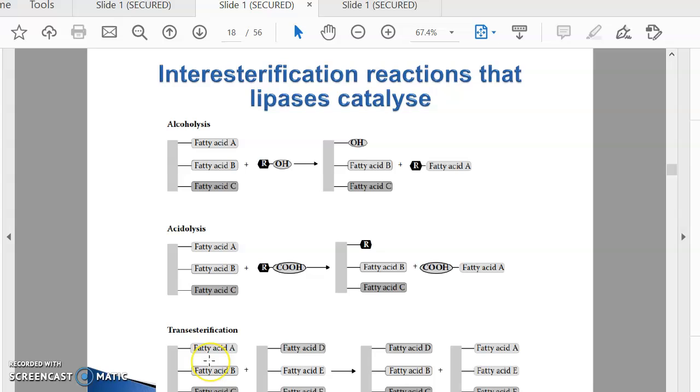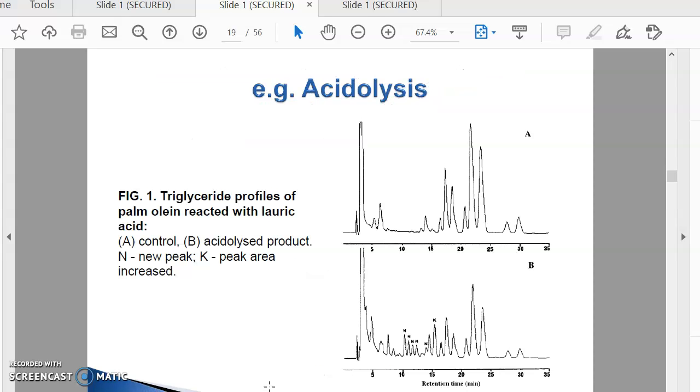The transesterification, okay, you add different fatty acids. Fatty acid A, B, C in the first molecule, the fatty acid D, E, and F in the second molecule, and they rearrange the structure. As you can see here, they become D, B, C for the first one and A, E, F for the second one. The purpose of this is that different TAGs can impart different flavor, texture, or characteristics that can be used in the food industry.